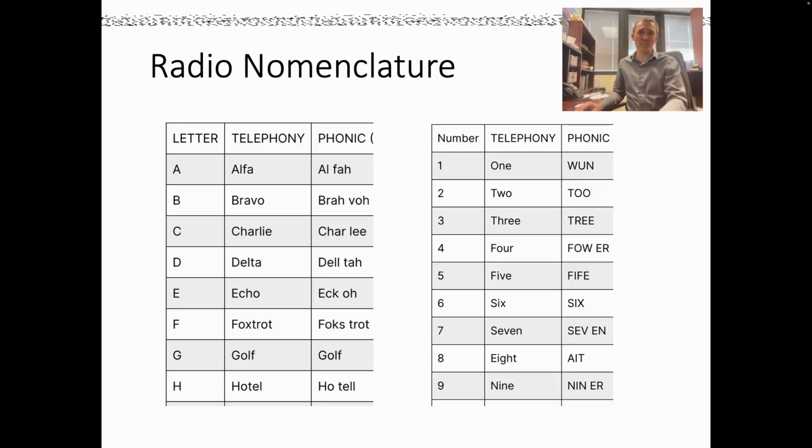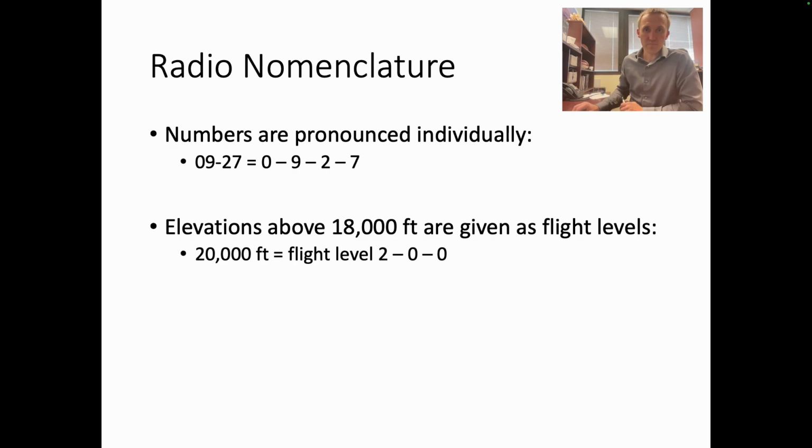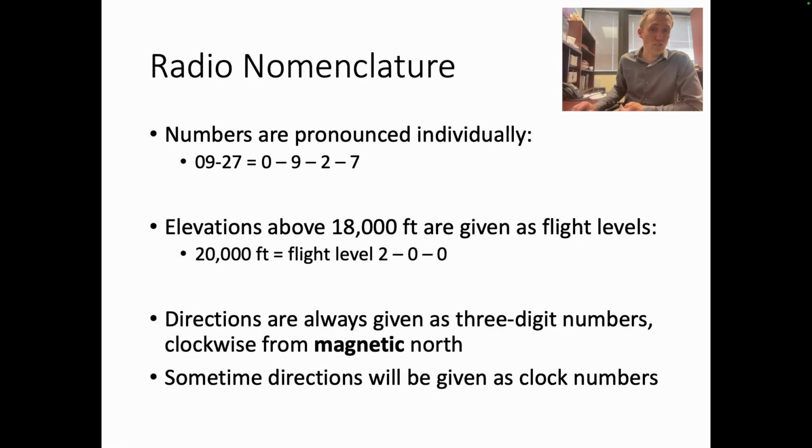Now, there is some interesting nomenclature associated with these flights. You can see here, letters have their own name. And then also elevations above 18,000 feet are given as flight levels, and flight levels are separated in 100 feet increments in height. So 20,000 feet is going to be flight level 200. Okay, so this is how things will be called out on the radio. And directions are going to be given as 3-digit numbers clockwise from magnetic north, sometimes also as clock numbers.